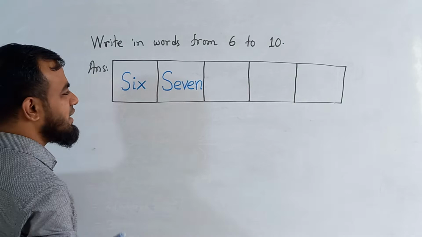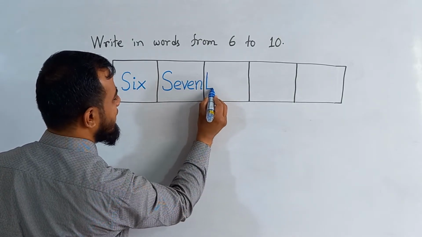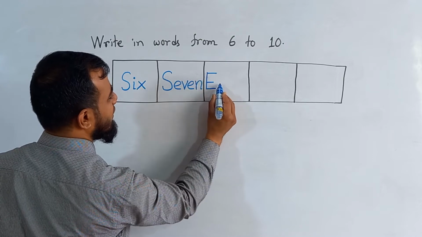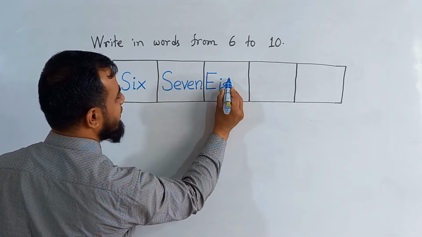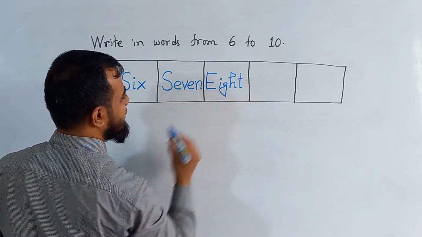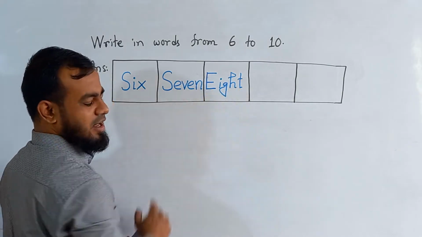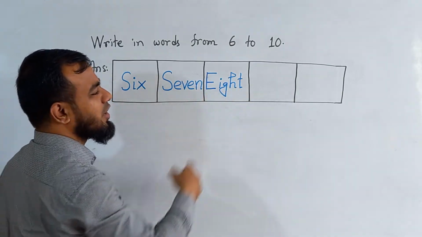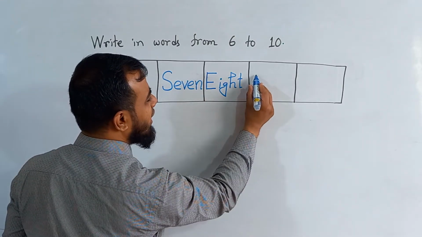The spelling of 8 is E-I-G-H-T, 8. After 8, the number that comes is 9. The spelling of 9 is N-I-N-E, 9.